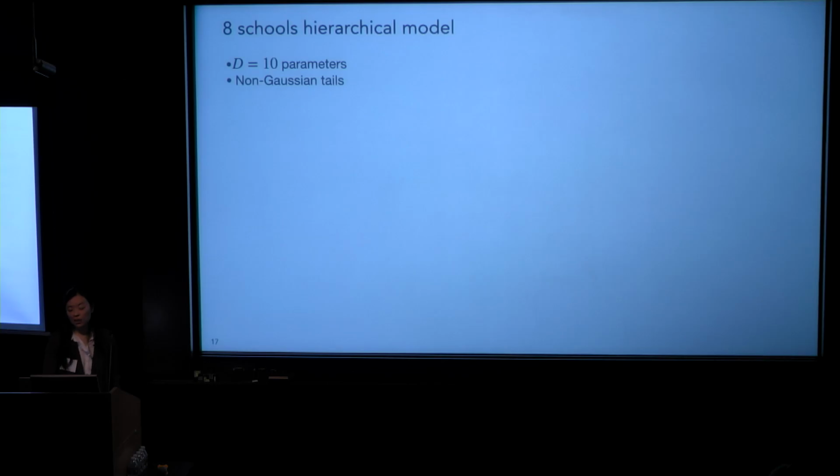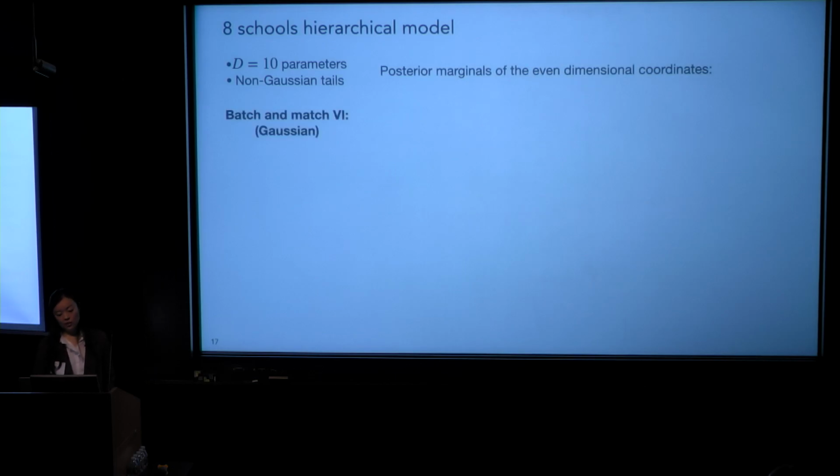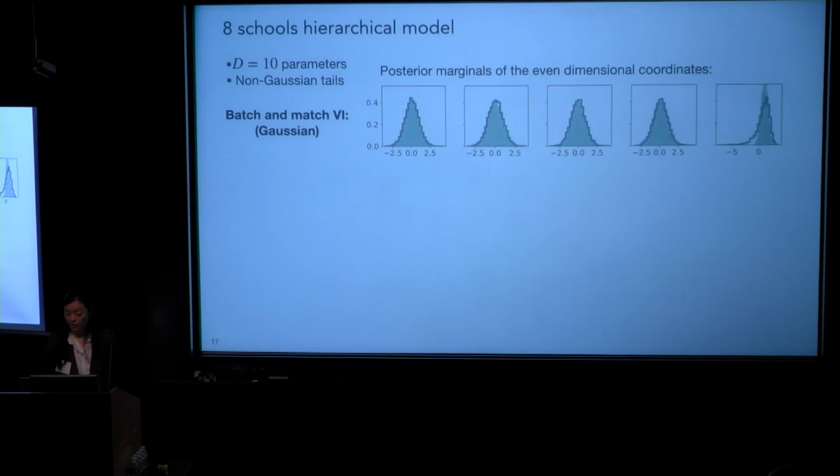We also looked at a number of hierarchical models in our paper. So here's just one example of the 8 schools hierarchical model. So this is a model where we have a 10-dimensional latent parameter, and the tails are non-Gaussian. And so I'm just going to visualize the posterior marginals of the even-dimensional coordinates. So in the first row, I'll show batch and match VI fitting a Gaussian. And it looks like the following, where here in gray, these histograms represent samples that we're getting out of MCMC, in particular Hamiltonian Monte Carlo. And the green histograms represent the variational inference method.